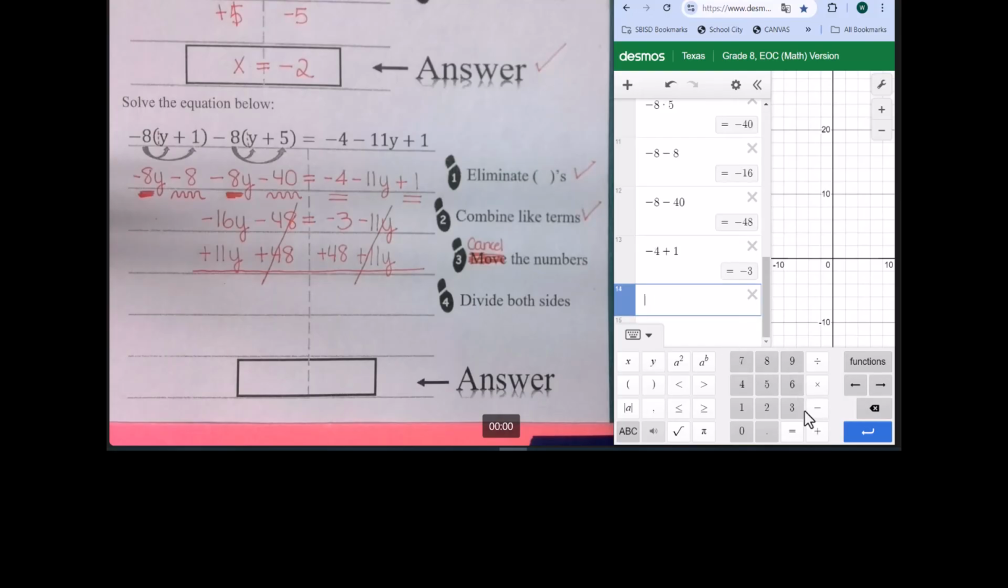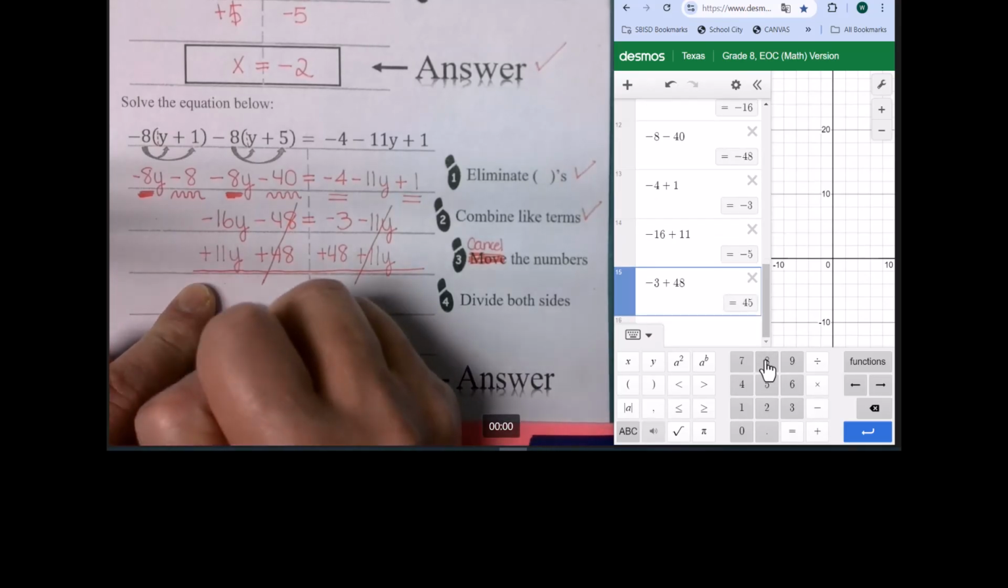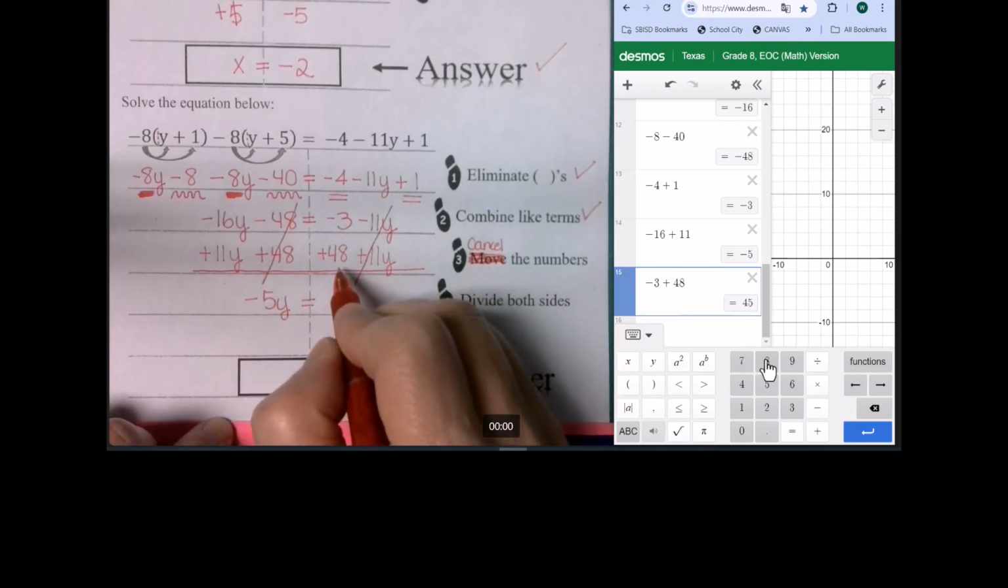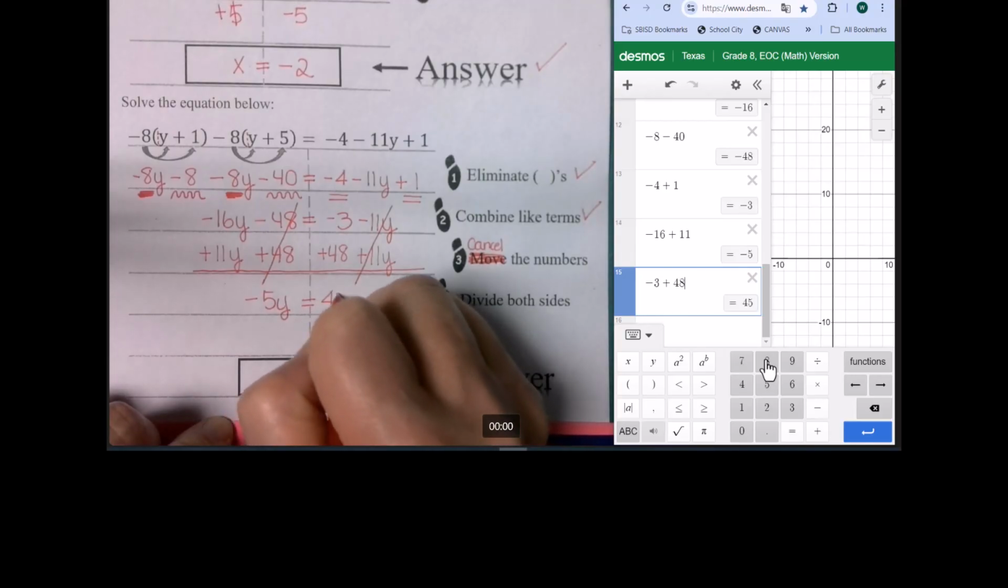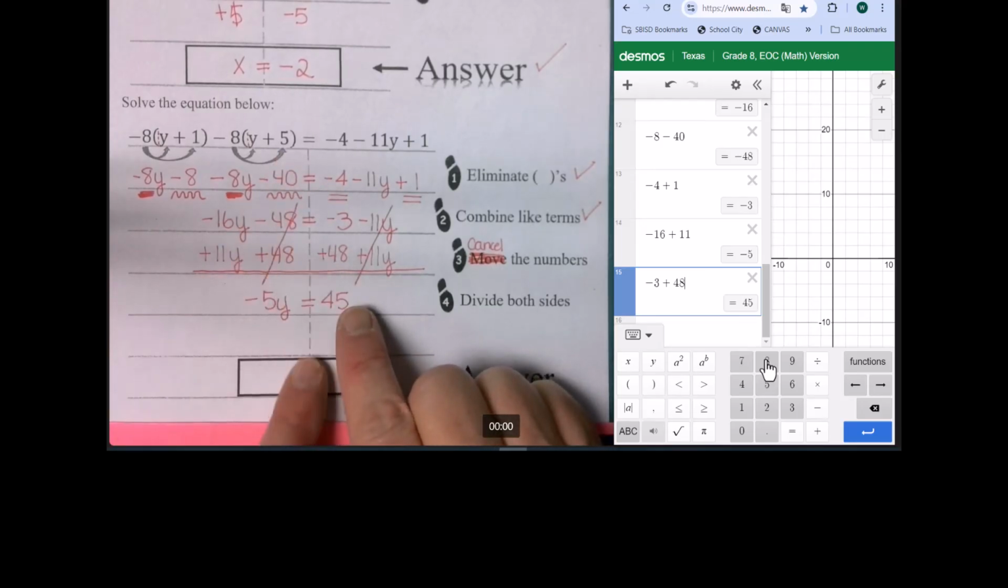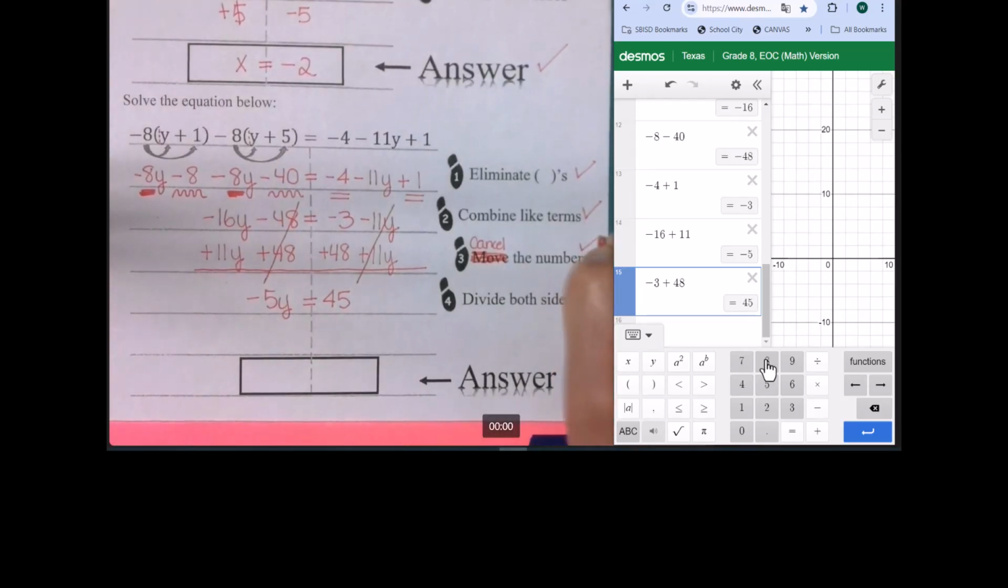So I'm going to go to my calculator, negative 16 plus 11, enter. And I'm also going to go ahead and do negative 3 plus 48. Good. So negative 16 plus 11, I got negative 5y. And negative 3 plus 48 is positive 45. And please notice that I tried to move things towards the center, so my equal sign is all lined up. Okay, so I have canceled the numbers, and now my last step is to divide both sides.